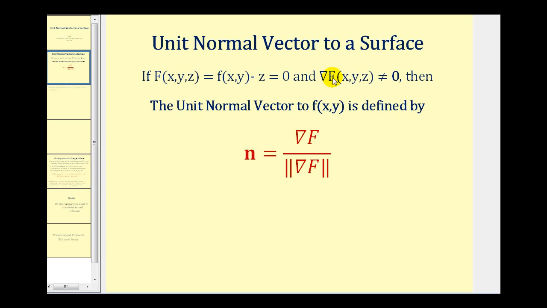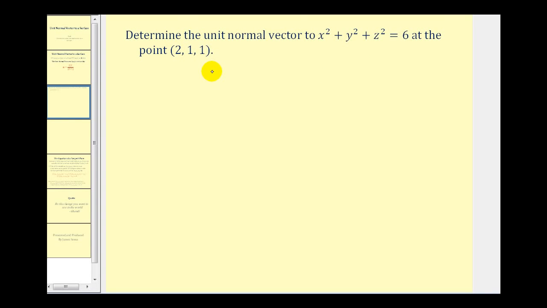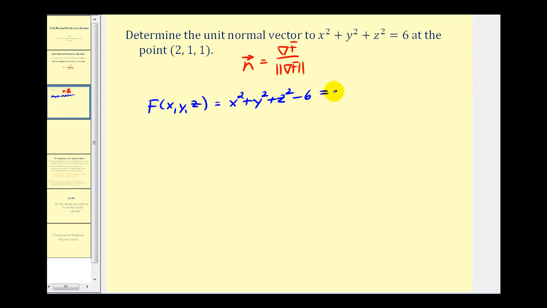Let's go and take a look at an example. Here we want to determine the unit normal vector to the given surface at the point 2, 1, 1. So let's first start by defining big F of x, y, z. That's going to be equal to x squared plus y squared plus z squared minus 6 equals 0.